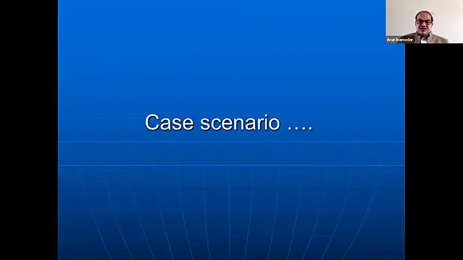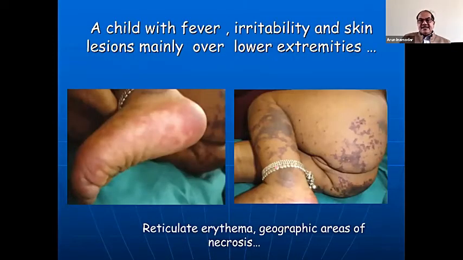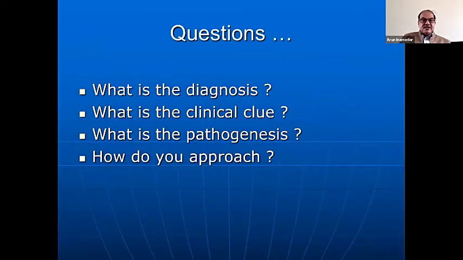And then coming to another case scenario where you can learn some more clinical clues and pearls: a child with fever, irritability, and skin lesions mainly over the lower extremities. The skin lesions are self-explanatory there. There is reticulate erythema, geographic areas of necrosis, almost ecchymosis, and also some purpuric lesions over the sole also. We always will have questions like what is the diagnosis, what is the clinical clue, what is the pathogenesis, and how do you approach it?